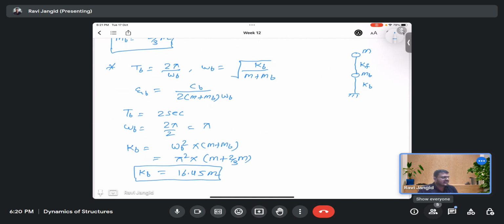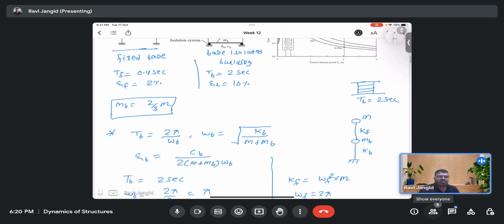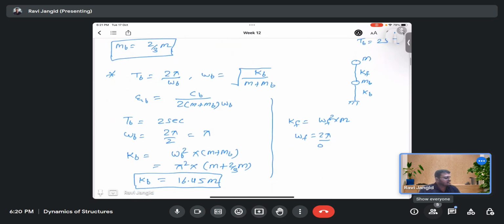Okay. Similarly, we can calculate the KF. Can you calculate the KF? So for the KF, that would be the omega F square times the mass, and omega F is what? 2 pi by, how much is the TF? It is given to me as 0.4 second. Okay. So how much is it? 2 pi divided by 0.4. So that is 15.70 radian per second.